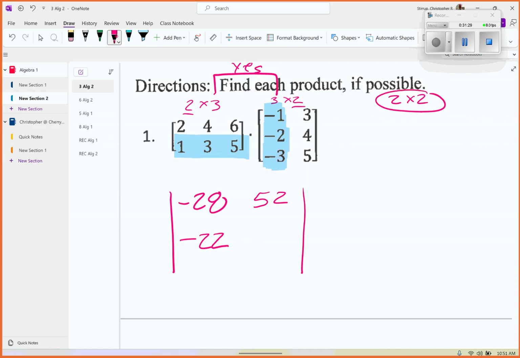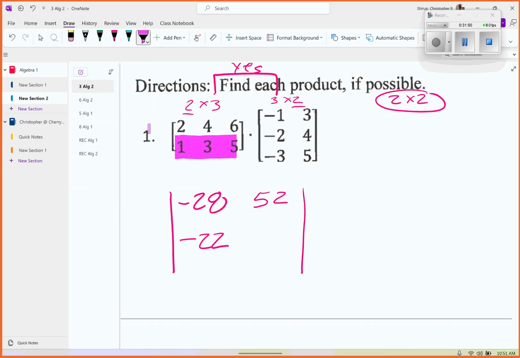We only have one more math operation to do because our answer is supposed to be a 2 by 2, and this is a 2 by almost 2. Agree? So I'm going to erase this, and I'm going to erase this. They're gone. There we go. One last time.